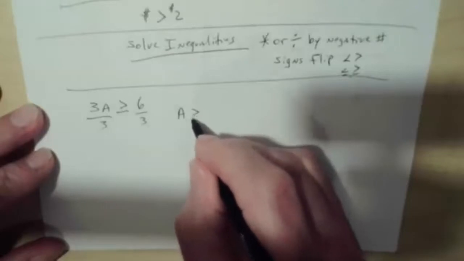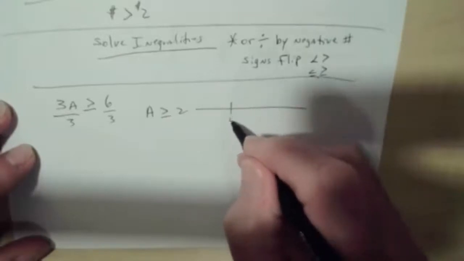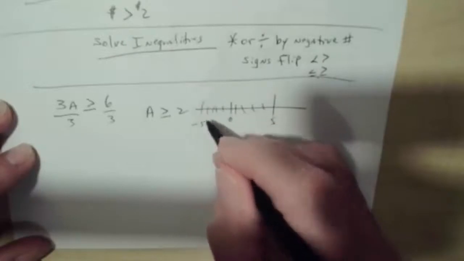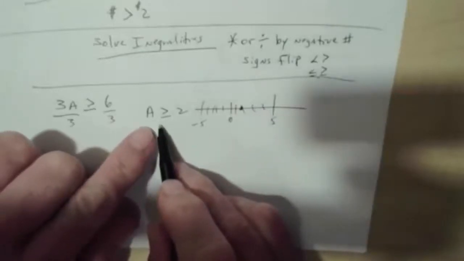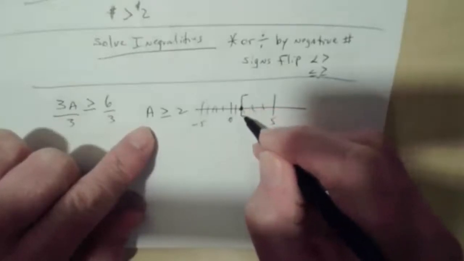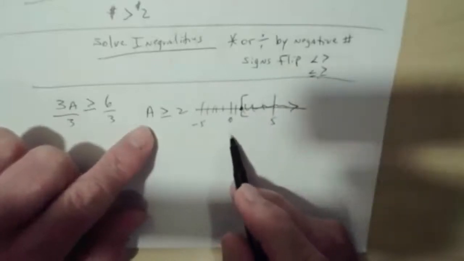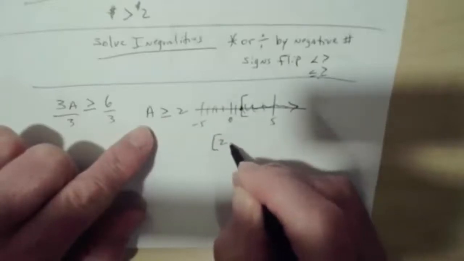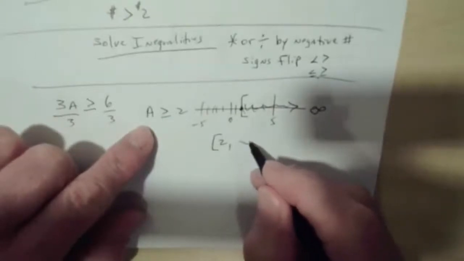a is greater than or equal to 2. Now you graph it. Here's 2. Now a is greater than or equal to, so we use a bracket because it includes the number 2. It goes that way. Our interval notation, what's on the low side? What's the least this number can be? 2, with a bracket. What's on the high side? Infinity, with a parenthesis. Right? Right.